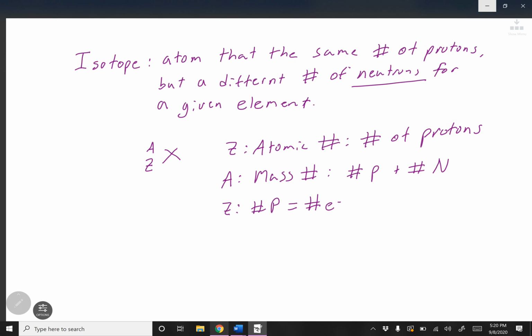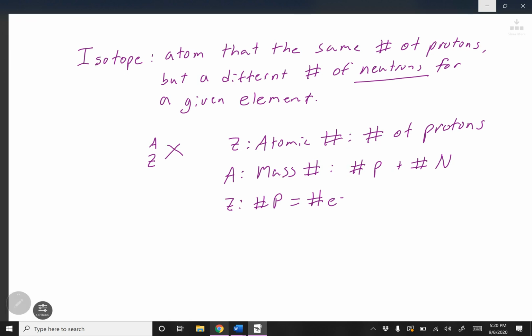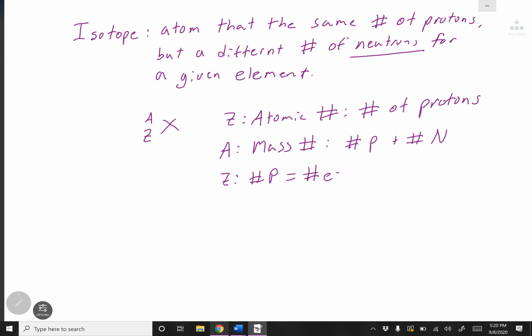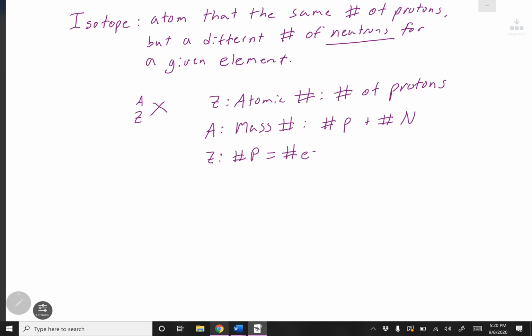Okay, so now, how do we use this? What is that good for? Well, the main thing that this is good for is reading isotope symbols. Okay, so what if I have something like this? We've all heard of carbon dating, right? You've probably heard of carbon-14 dating. So let's write out some isotope symbols for carbon. Let's just say that we have carbon-12.